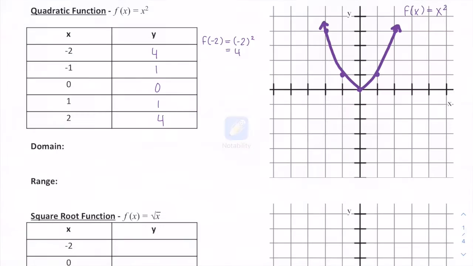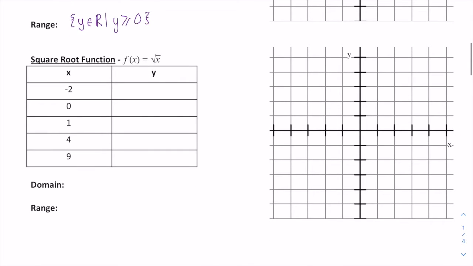Now we can find our domain and range. If I look, there's nothing that's stopping my x's, so we'll have x is an element of real numbers. As for my y's, all of my y's are above here. That means that y is an element of real numbers such that y is bigger than or equal to 0. Now let's do our square root function.